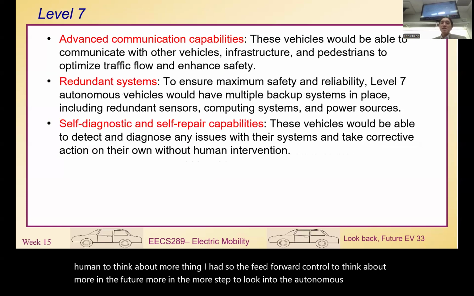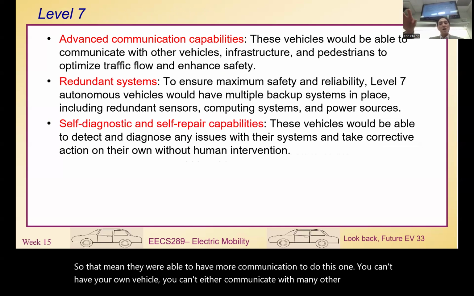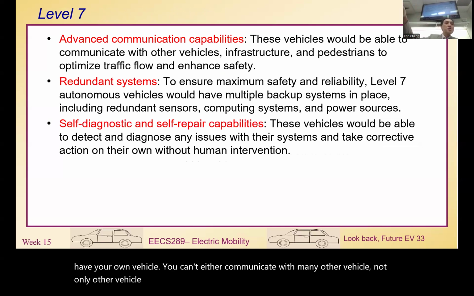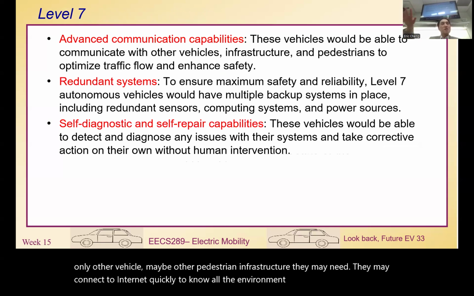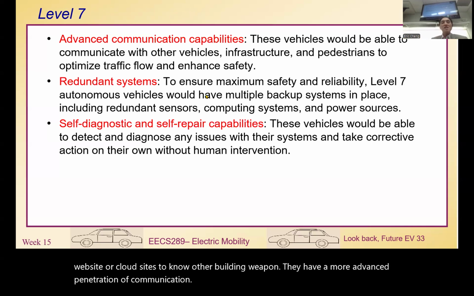That means they would have more communication. To do this, you can't have just your own vehicle. You need to communicate with many other vehicles. Not only other vehicles, maybe pedestrians and infrastructure. They may connect to the internet quickly to know all about the environment, connect to other websites or cloud sites to know what is happening with other buildings. They have a more advanced penetration of communication.